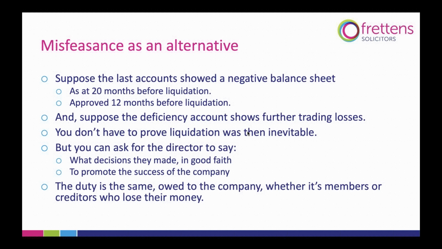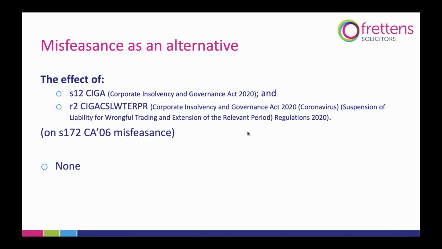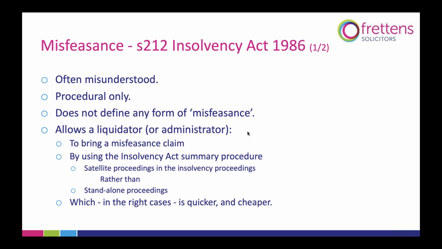And as I say, it will be the same duty that is owed by the director to the company, whether it's the members, the shareholders, or the creditors who are losing their money as a result of their mismanagement. Turning back briefly to the suspension of wrongful trading, what effect does that have on bringing a misfeasance claim under the Companies Act? Absolutely none. It applies only to the statutory wrongful trading claim. So this is a case where if the director is saying, well, it was coronavirus, wasn't it? You can ask them to actually explain why it was coronavirus.